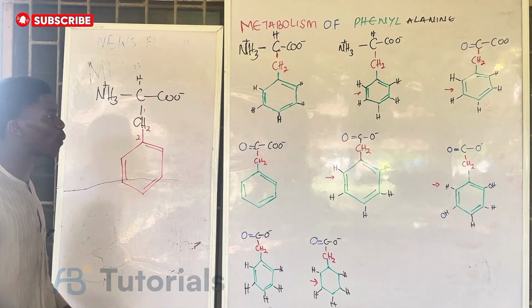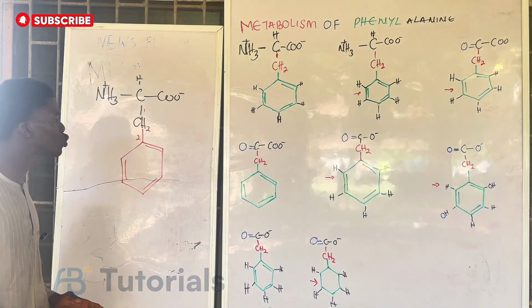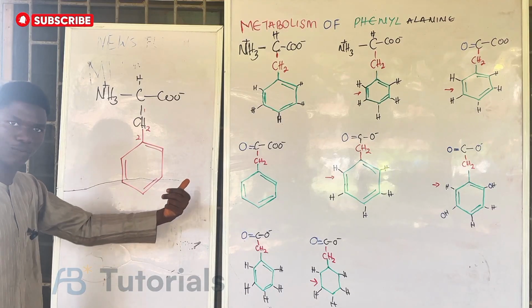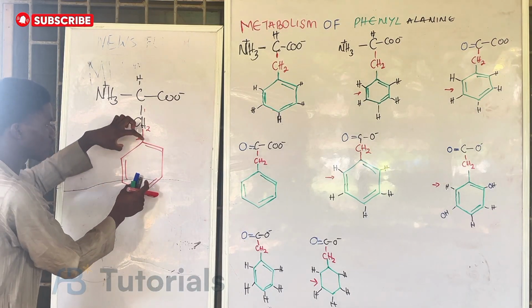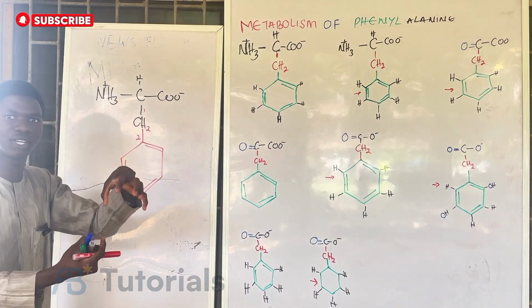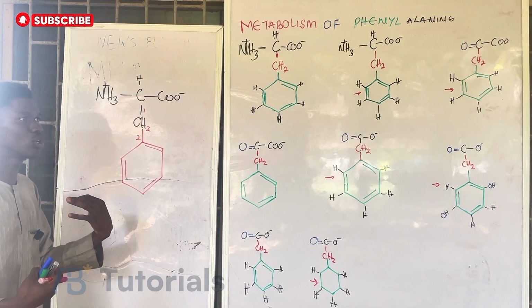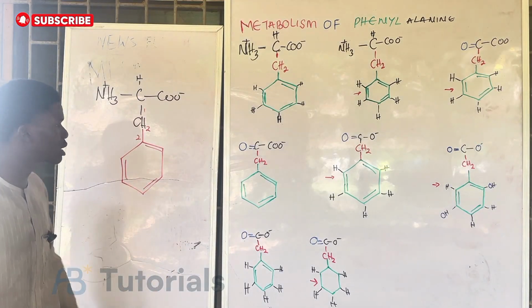So, what is our aim in this reaction? Our aim is to break down this phenyl ring, because this ring is a very stable ring, and you don't just expect your body to take in this ring. So our aim is to break down this ring. But how do we break down this ring?